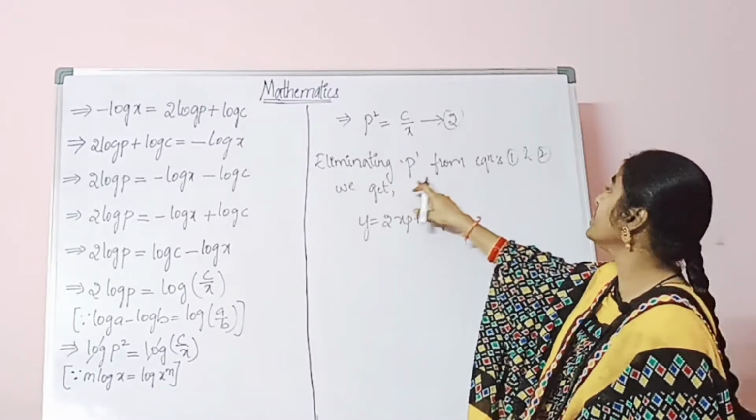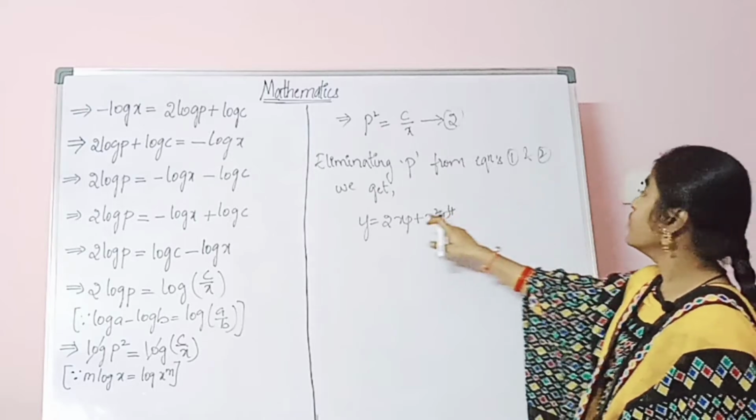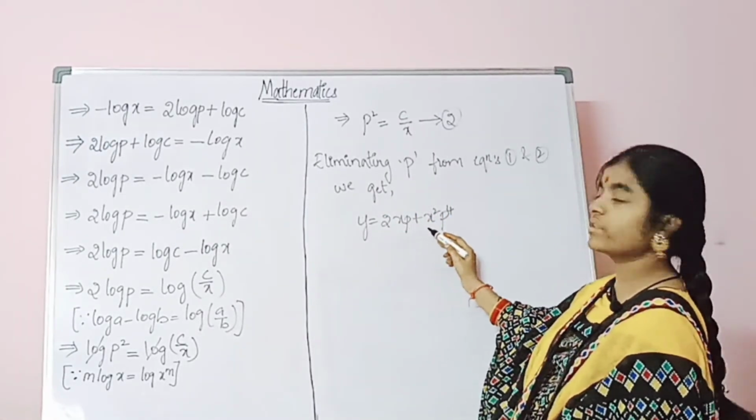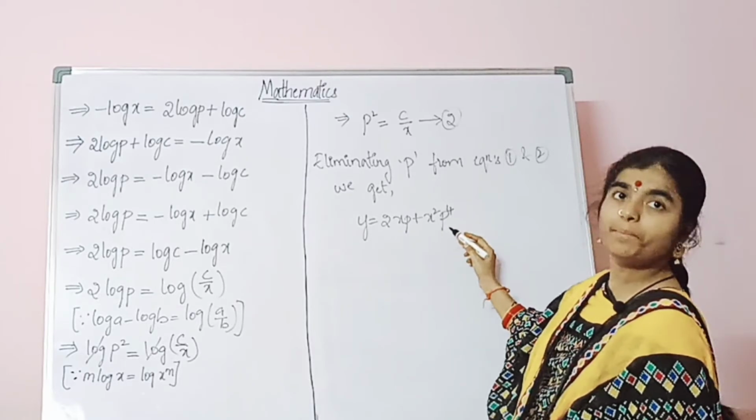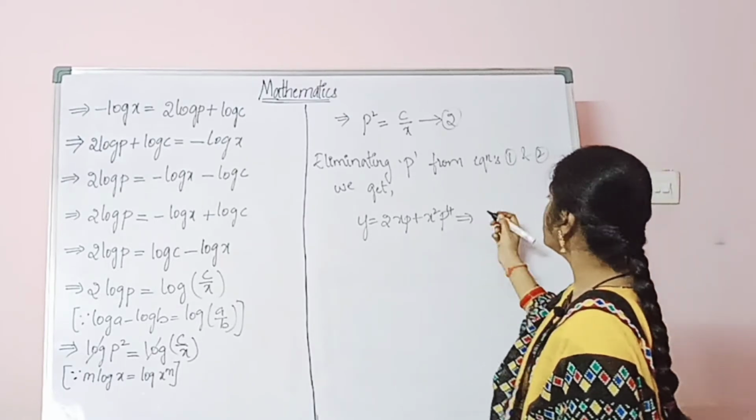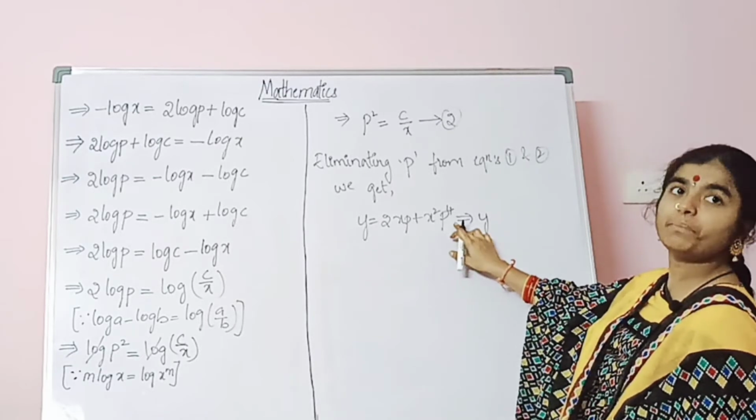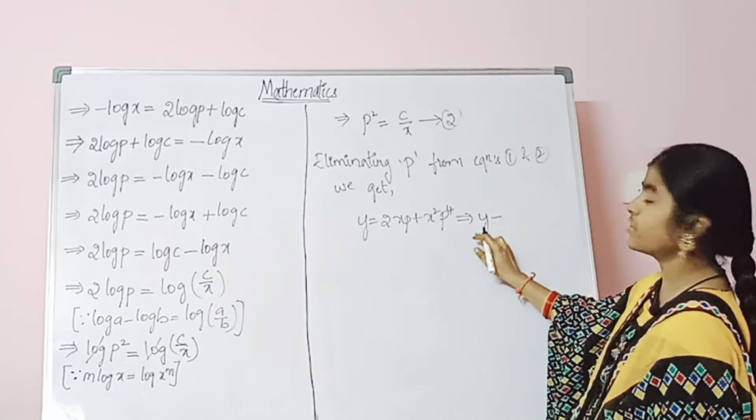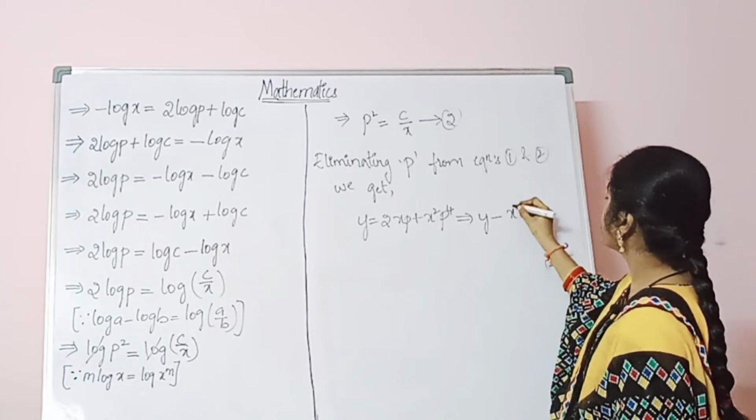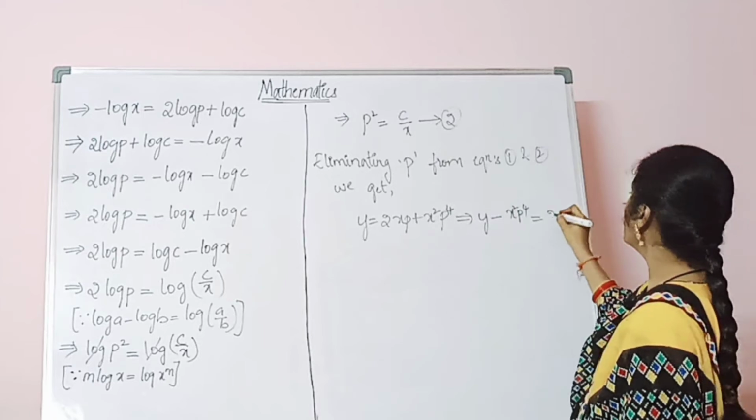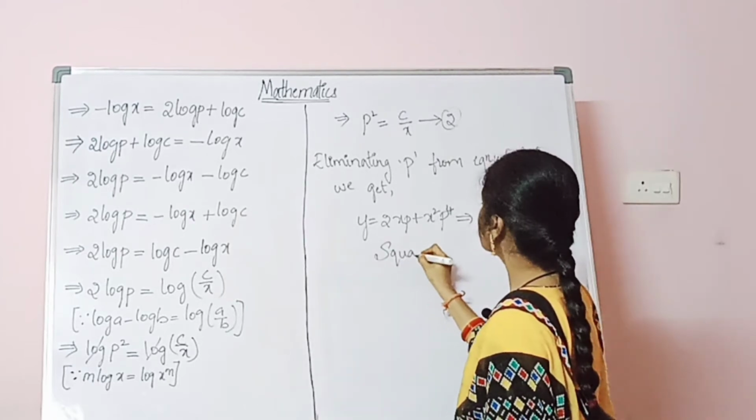Now we are eliminating p from equations 1 and 2. So what is equation 1 here? Y equals 2xp plus x square p power 4. Now we have to take this x square into p power 4 to this side, so plus becomes minus. Y minus x square p power 4 equals what is remaining here, 2xp. Squaring on both sides.